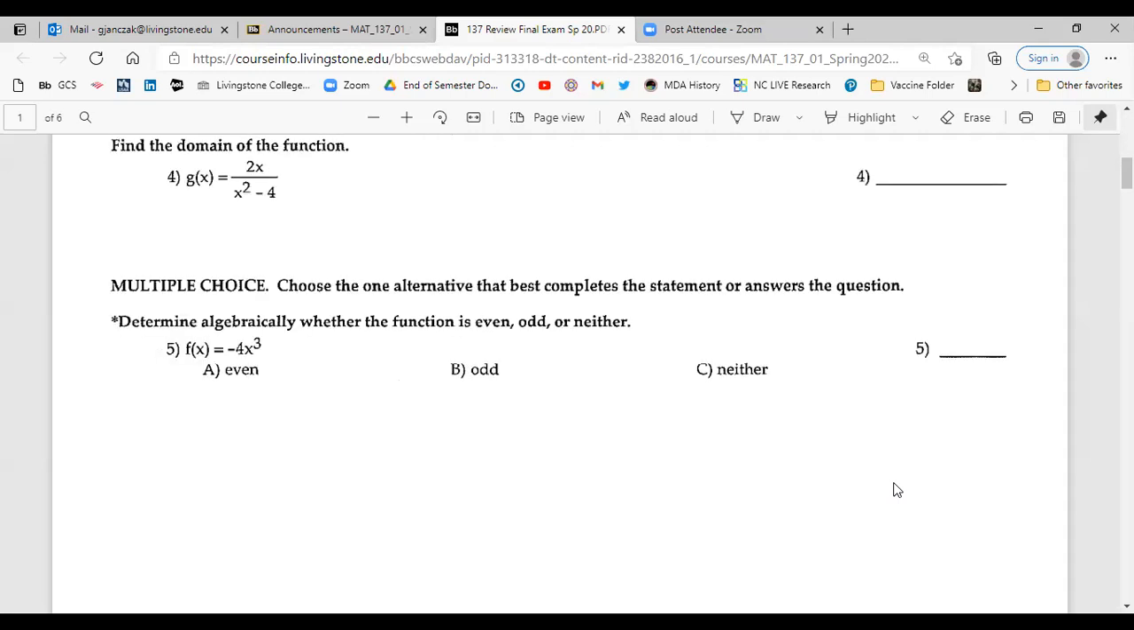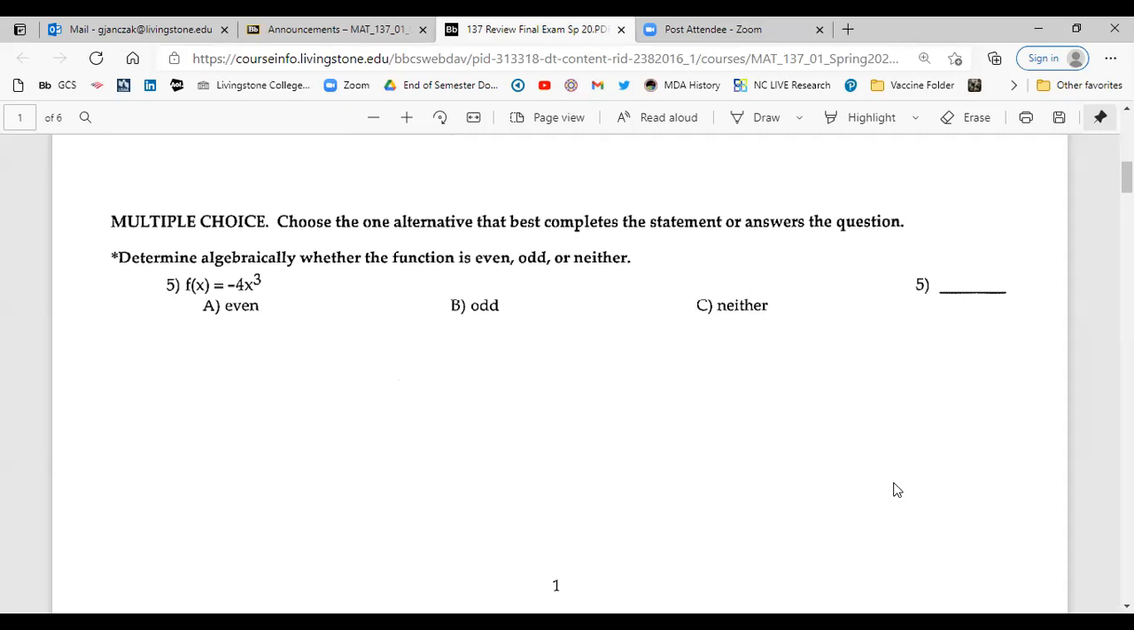Determine algebraically whether the function is even, odd, or neither. Because it's an exponent. Well, now, this one, if it's a single term like this, yeah, you could look at the exponent. But if it's more than one term in it, then that's not necessarily the case. So looking at this one, you probably would know that this would be an odd term, right? But to determine algebraically, let's go over this real quick.